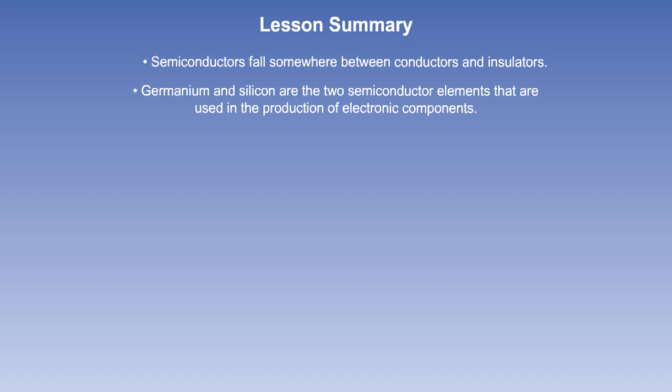That is the end of the lesson. Here are the main points. Semiconductors, as their name would imply, fall somewhere between conductors and insulators. Germanium and silicon are the two semiconductor elements that are used in the production of electronic components.